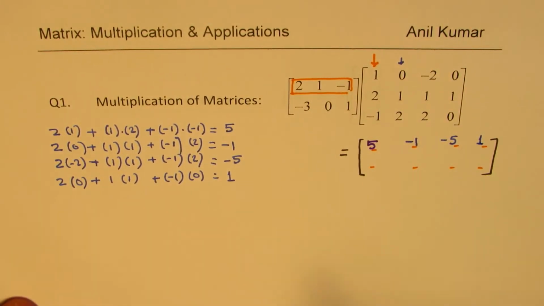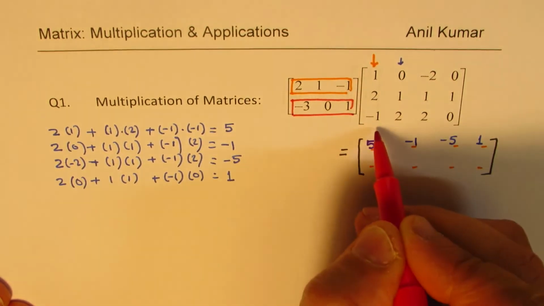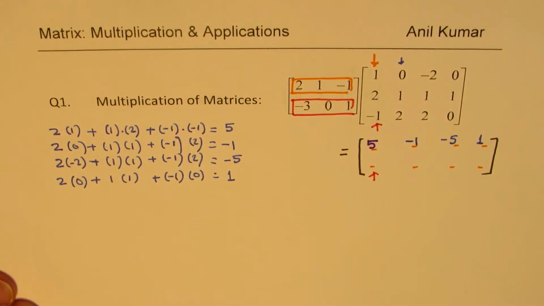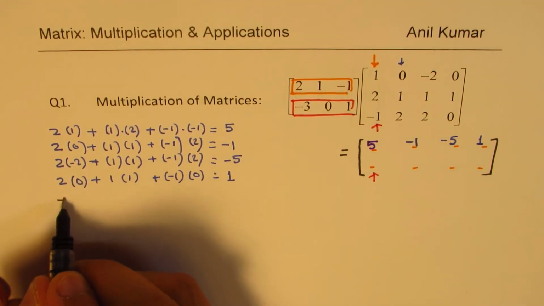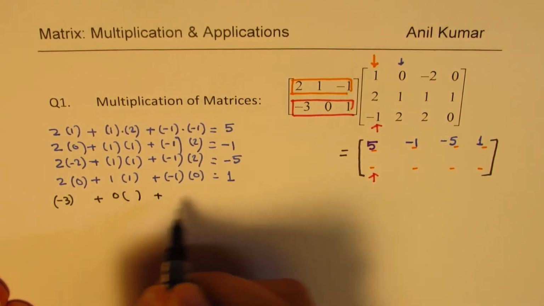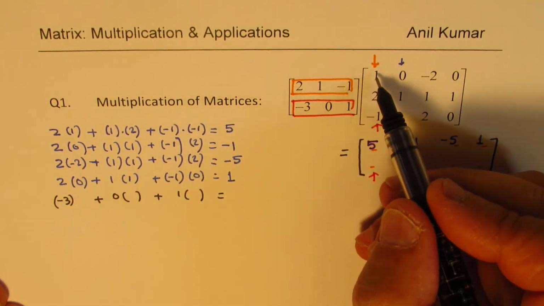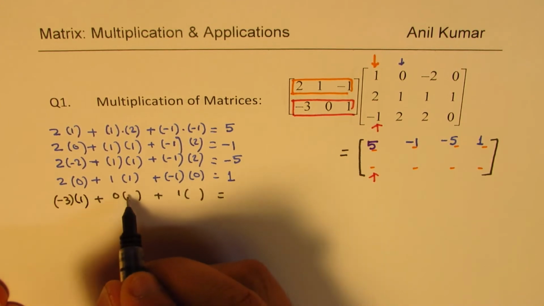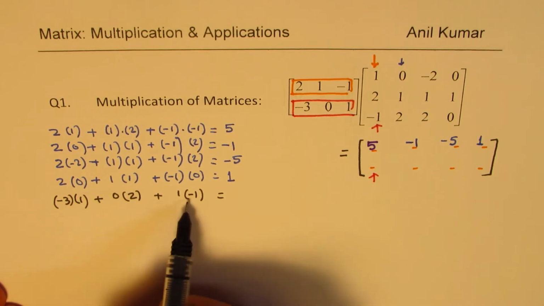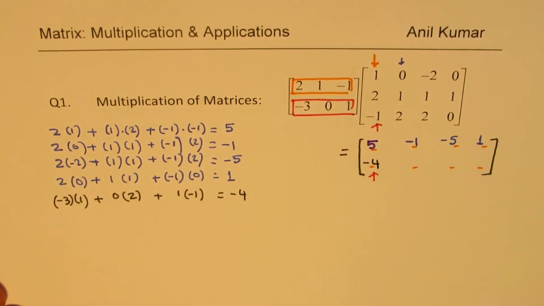Now let's do with the second row. So when I'm going to multiply each column with the second row, right? We'll get this filled up, right? So let's see. So we have now minus 3 plus we get 0 times something plus 1 times something, correct? And we'll write a result. So first 1, 2 minus 1. 1, 2 minus 1. So that gives us minus 3. This gives us minus 1, that is 0. So we get minus 4 and we get minus 4 here.